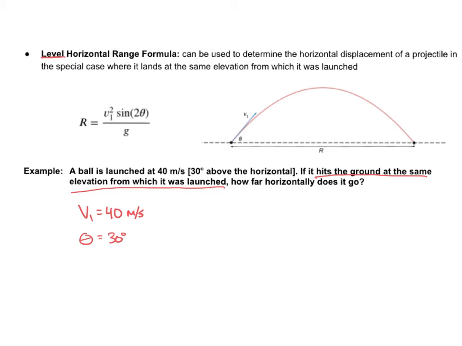Okay, now I'll use the formula that's right above there. So that'll be 40 squared times sine of 60 degrees. So you take this 30, look in the formula, it says 2 theta. So 2 theta would be 60 degrees. Divided by g, which is 9.8. All right, so we'll put that in the calculator and call it a day.